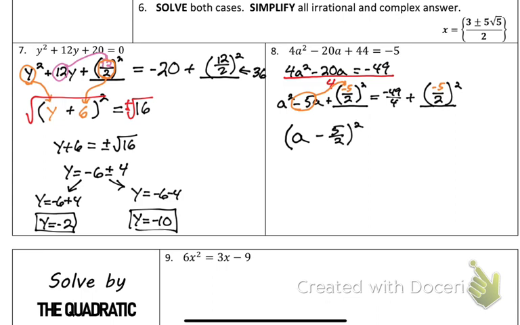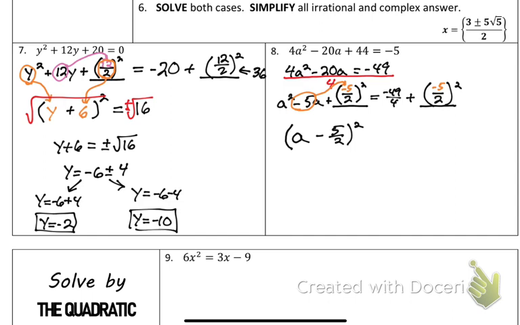So I'm going to actually have a negative in here. I'm going to have a minus versus the y plus 6 from the other one. I need to create that negative. When I do this multiplication, I should be able to get a squared minus 5a plus negative 5 over 2 squared. The only way to do that is to have a negative between them.